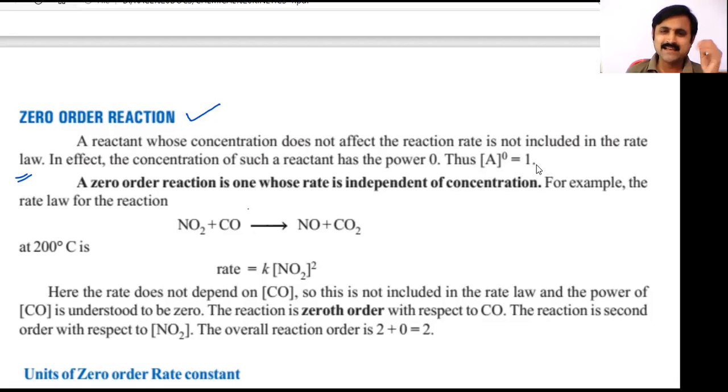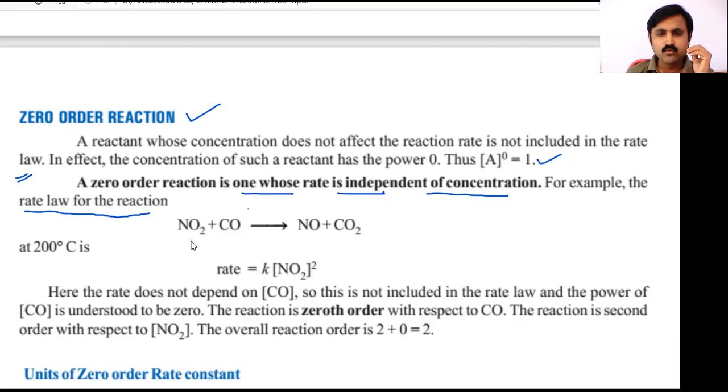Any reactant concentration to the power 0 becomes 1 only. A zero order reaction is now said to be one whose rate is independent of concentration, and the rate law of such reactions is rate equals the rate constant.